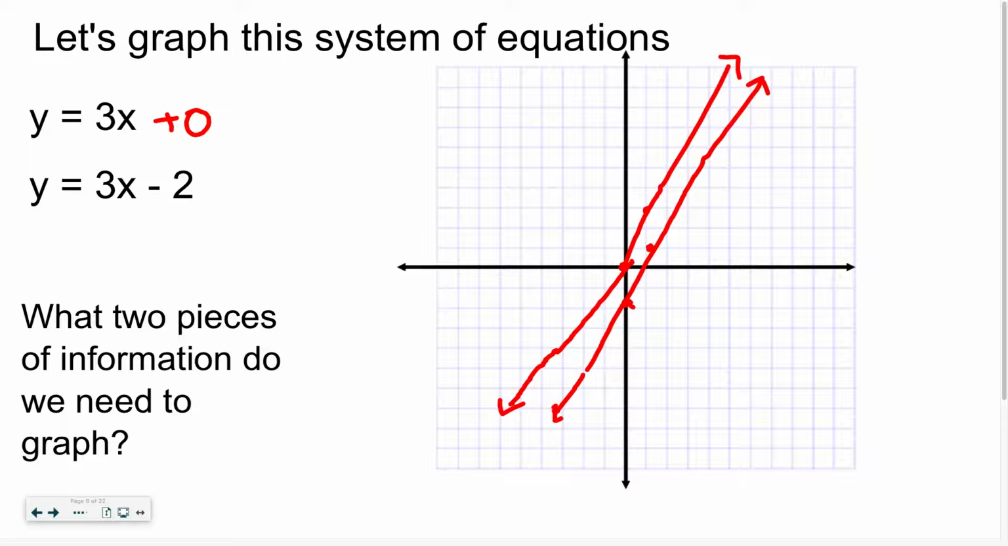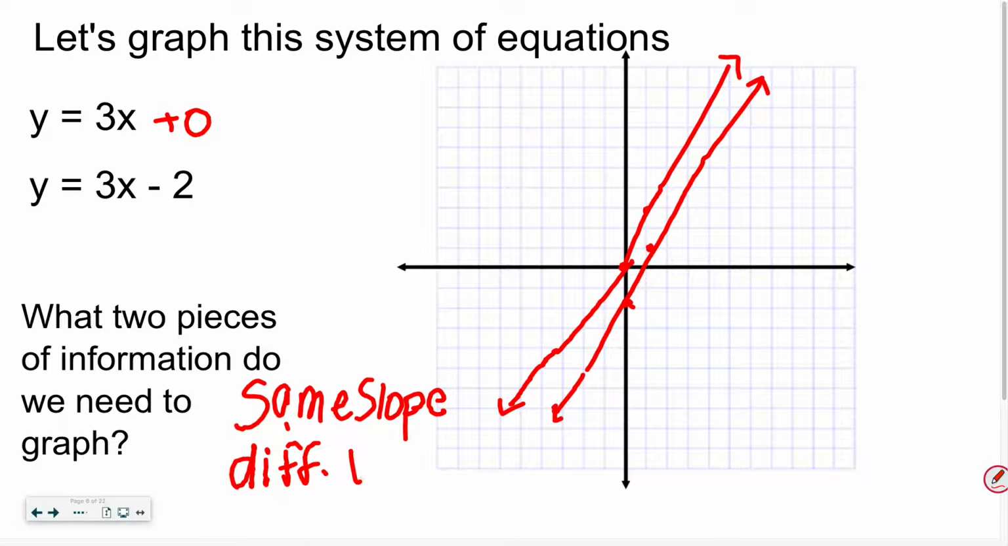So what about these equations makes them parallel? They both have the same slope, but they start at different points. Same slope, different y-intercept. And you all saw it right away. The same slope but a different y-intercept means the lines look identical but they're in different positions. So they're parallel, which means they'll never cross.